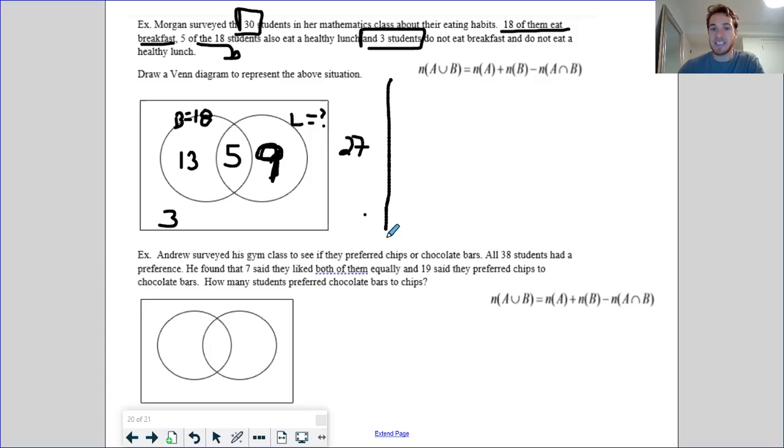Okay, I'm going to show you guys how to use the formula, because sometimes you don't have a Venn diagram. So how you use the formula is this.